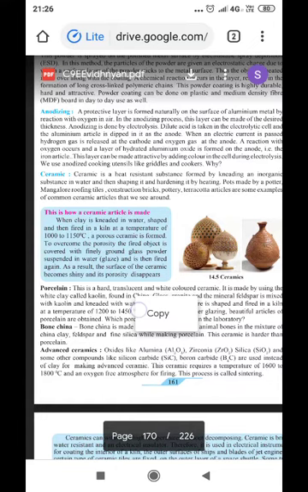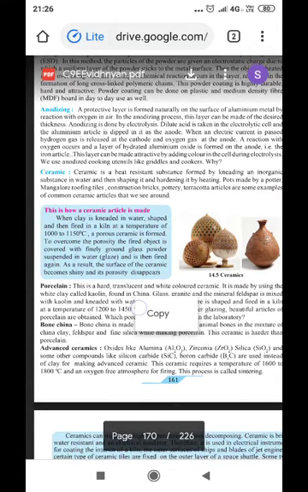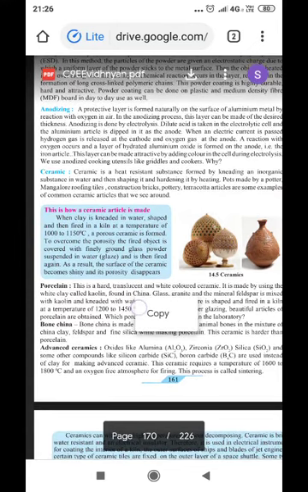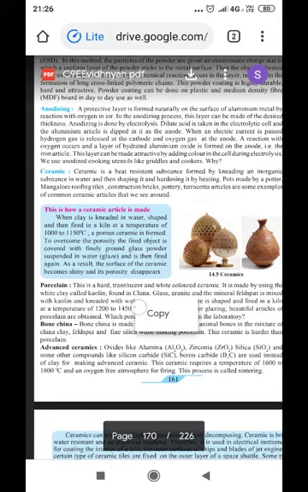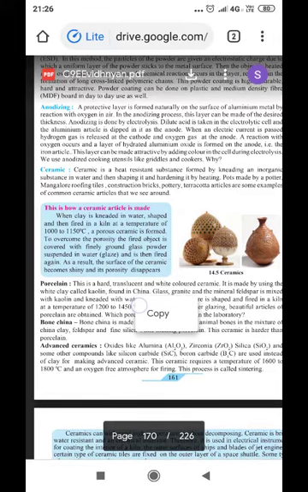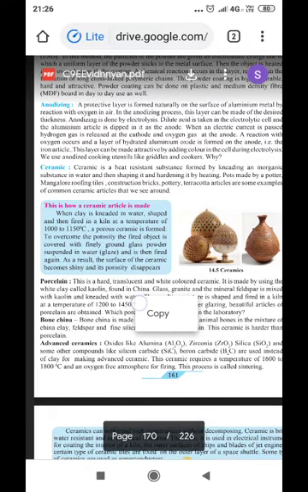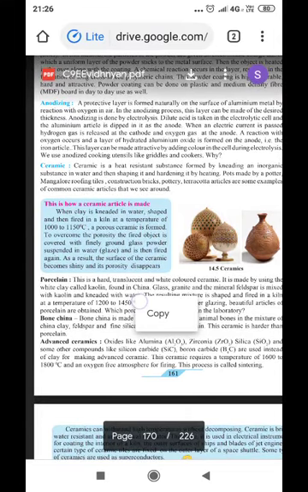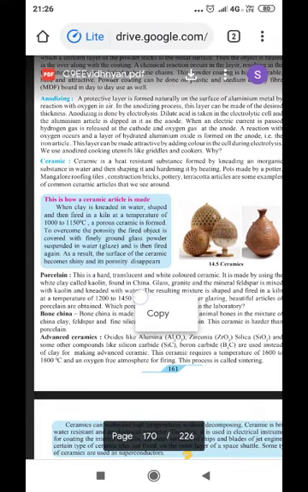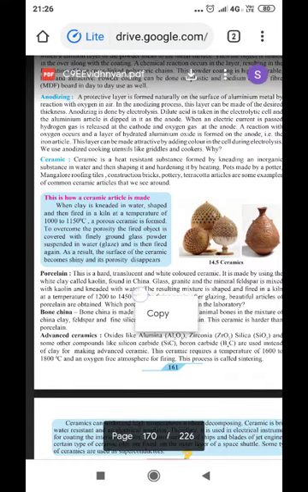Dilute acid is taken in the electrolytic cell, and the aluminum article is dipped in it as an anode. When electric current is passed, hydrogen gas is released at the cathode and oxygen gas at the anode. The reaction with oxygen occurs and a layer of hydrated aluminum oxide is formed on the anode. That is the aluminum article. This layer can be made attractive by adding color in the cell during electrolysis.